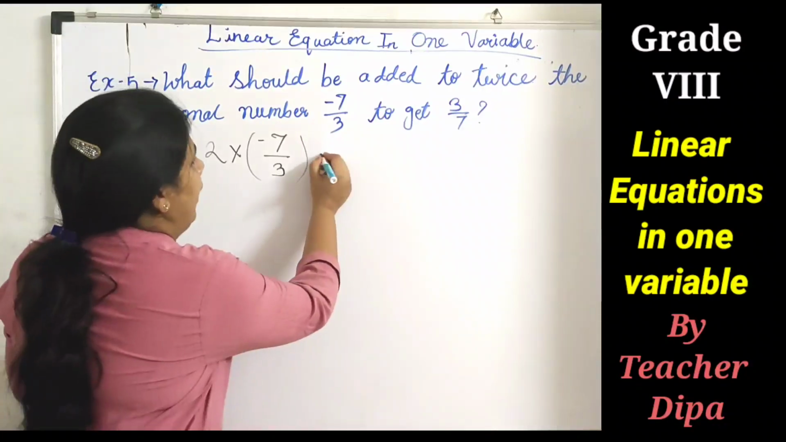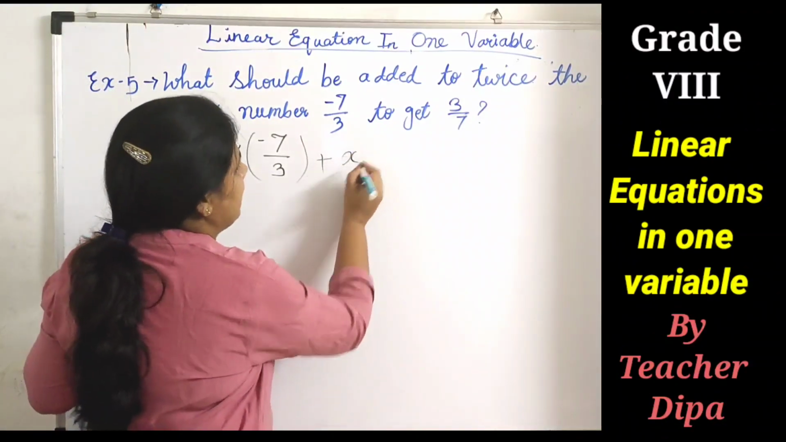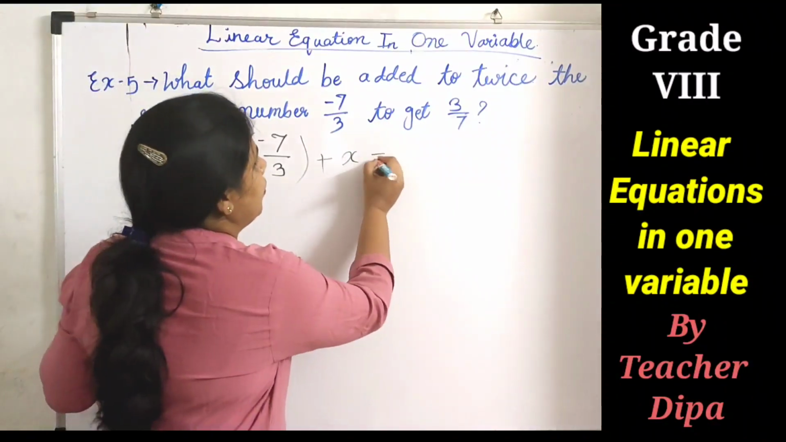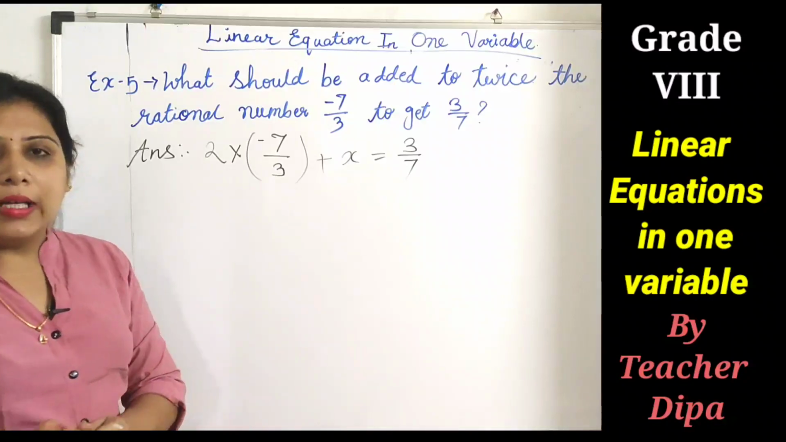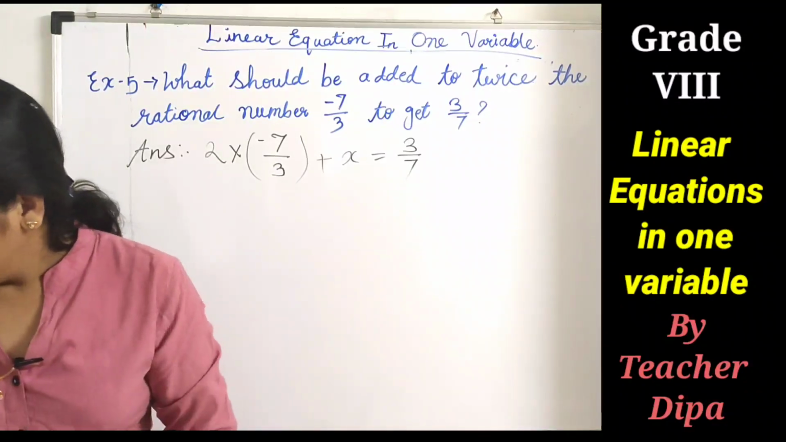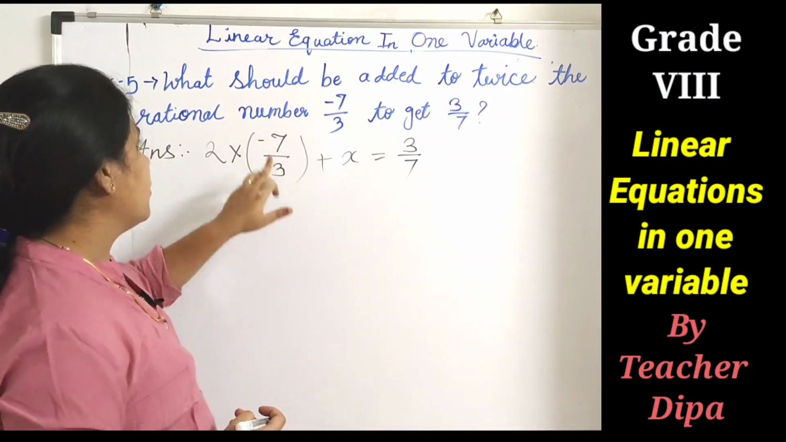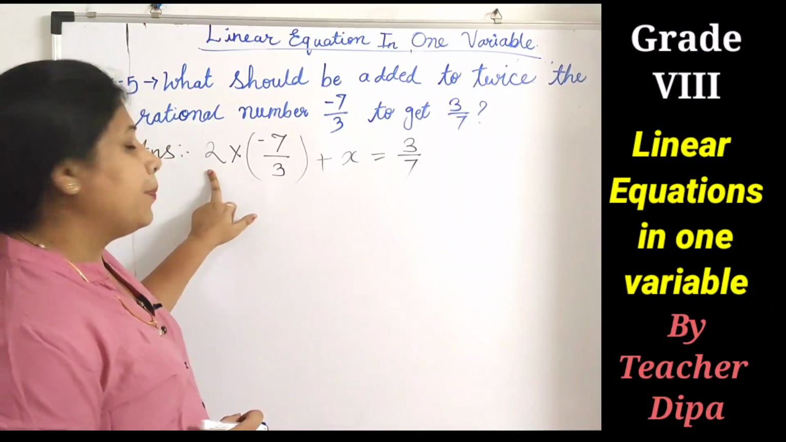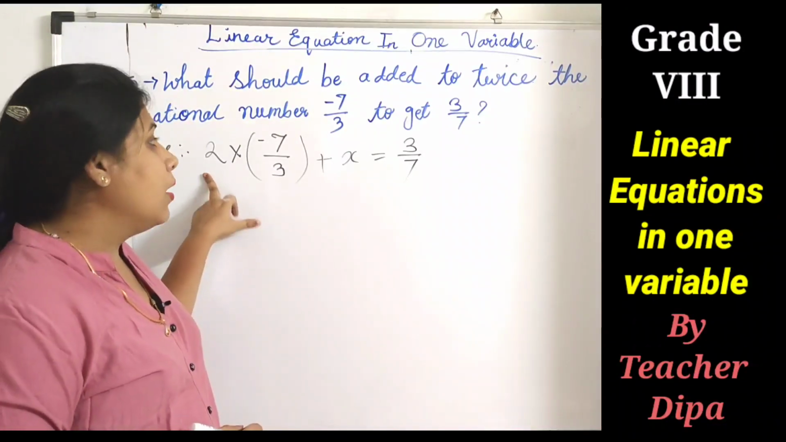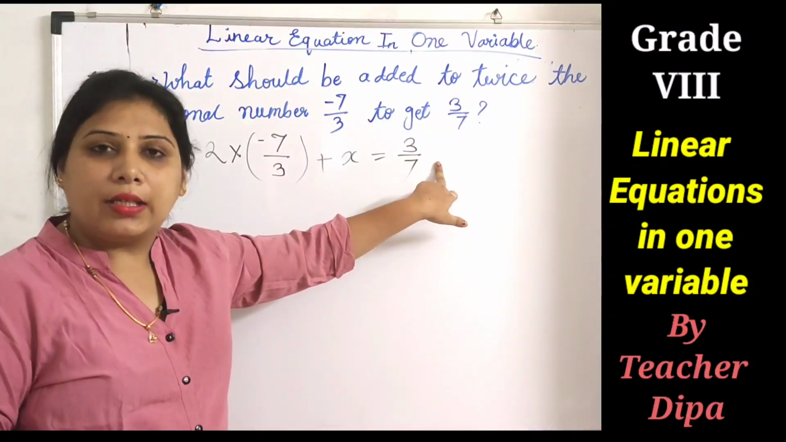What should we add? Suppose that number is x. So you can add x to that to get 3 upon 7. My equation is now in this way. Here, what I am writing: twice the number. What is the rational number? Minus 7 upon 3. When I multiply it by 2, it becomes twice. And if I add x to that, we can get 3 upon 7.